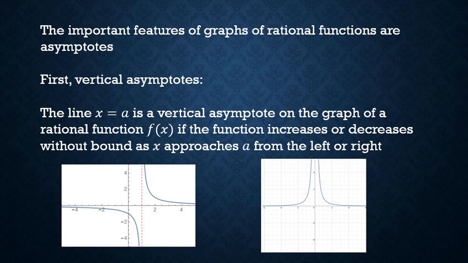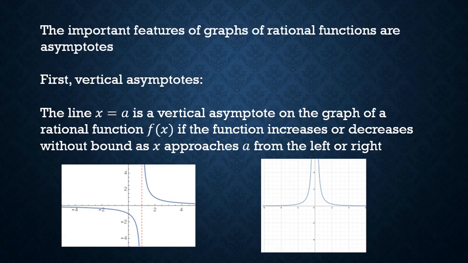As long as your function is doing one of increasing or decreasing without bound as x approaches from the left or from the right, and again, it only has to be one of those. It doesn't have to be increasing from the left and also doing something else from the right. As long as it's doing one of these from one of the ways, then that vertical line is a vertical asymptote. And with these graphs here, you see a couple samples here.